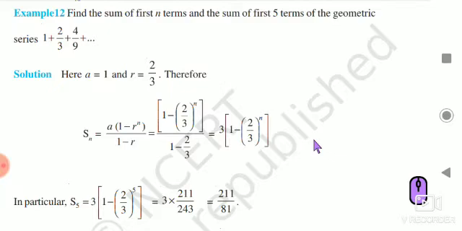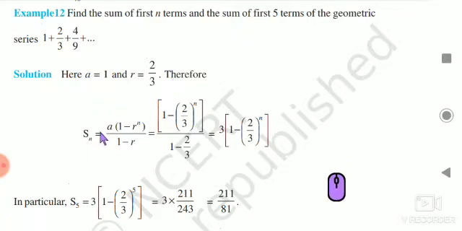Dear students, let me begin with the first example, that is the solved example from the textbook. Find the sum of the first n terms and the sum of the first 5 terms of the geometric series. The given series is 1 plus 2 by 3 plus 4 by 9 plus so on. Here A is called the first term, A is equal to 1, and the common ratio R is equal to any term divided by its previous term, that is 2 by 3.